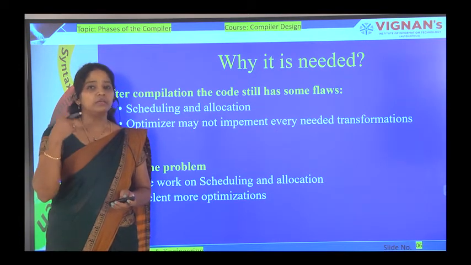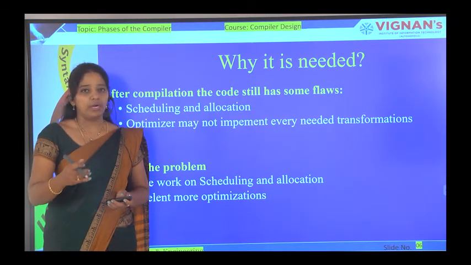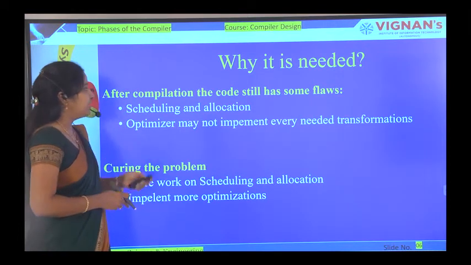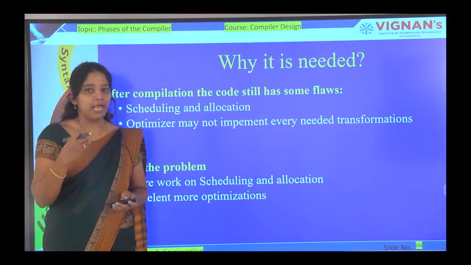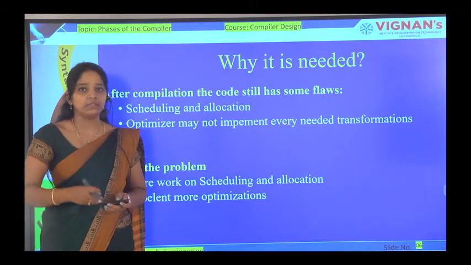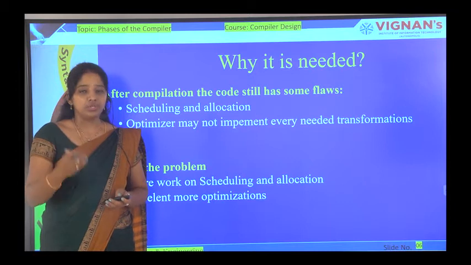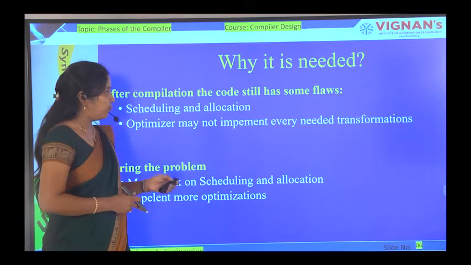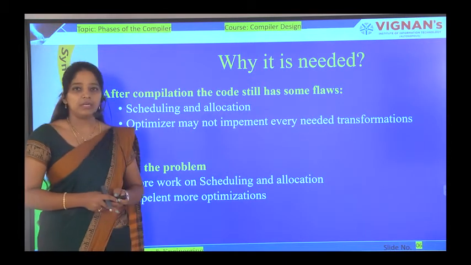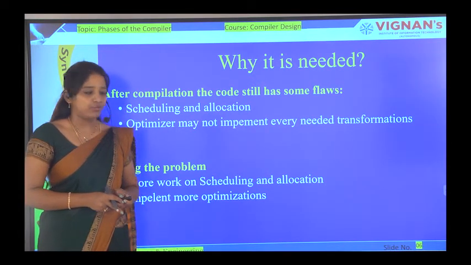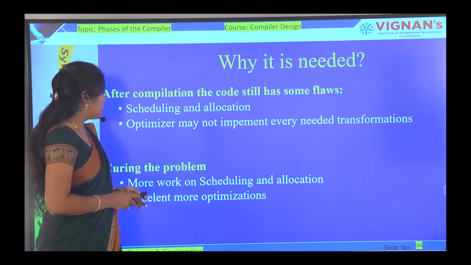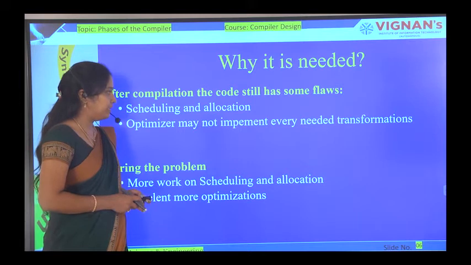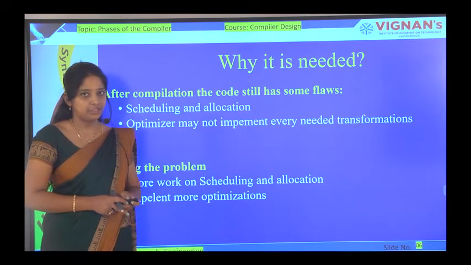So after converting into the target code, what are the problems we are having in the target code? Scheduling and allocations. We will have some mistakes, some flaws in the target code. Those mistakes will be addressed by this peephole optimization. And what are those flaws we encounter in the target code? Those are scheduling and allocation, and the optimizer may not implement every needed transformation.